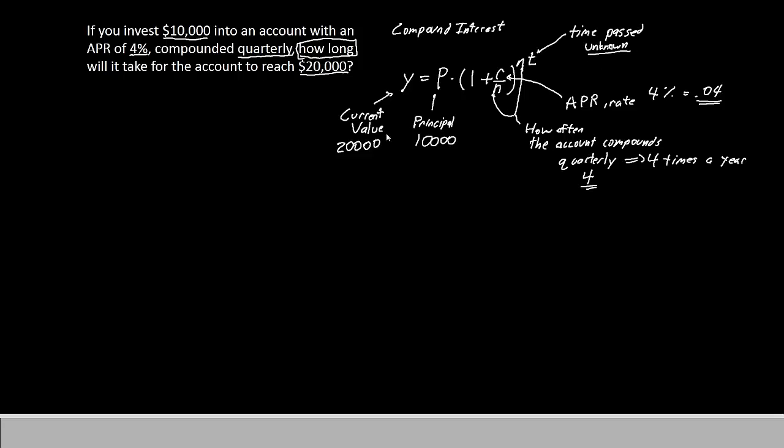So now, let's plug everything in, and let's see what equation we come up with. We begin with y, 20,000, equals principal, 10,000, times 1 plus rate over n. Rate is 0.04. And the n is 4, raised to the power of nt. N is still 4, and we don't know what t is. So we have another unknown in the exponent.